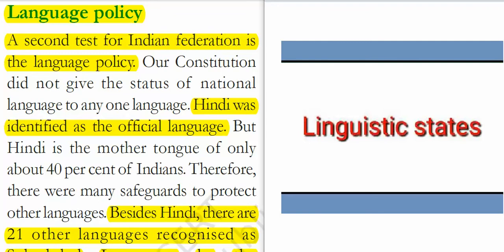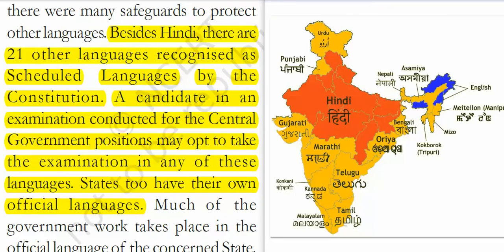Our constitution did not give the status of national language to any one language. Hindi was identified as the official language. I repeat, remember that Hindi was identified as the official language. But Hindi is the mother tongue of around 40% of Indians. Therefore, besides Hindi, 21 other languages have been recognized as scheduled languages by the Constitution. A candidate in an examination conducted for the central government positions may opt to take the examination in any one of these languages. All the states also have their own official languages.